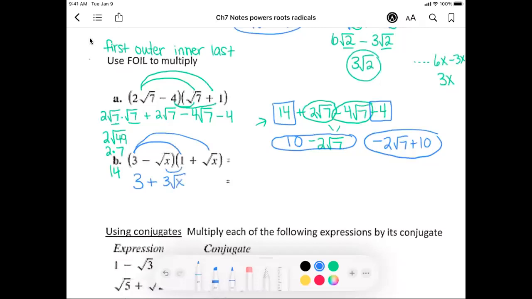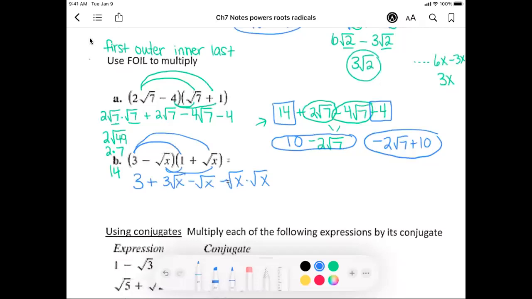And then the inner would be a negative square root of x times 1. A negative square root of x times 1 is just minus square root of x. And then the last would be negative square root of x times a positive square root of x. So I'll show that out. That would be minus the square root of x times another square root of x. All right, so simplifying that.